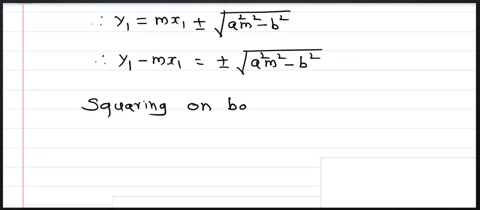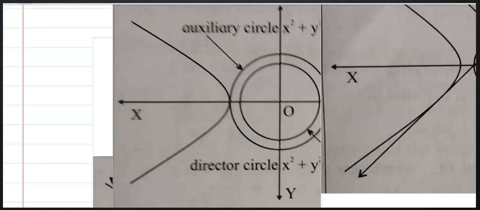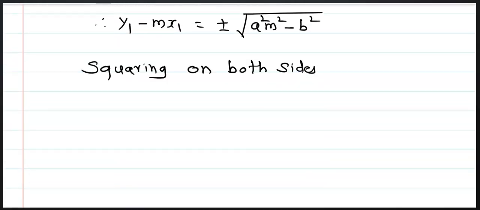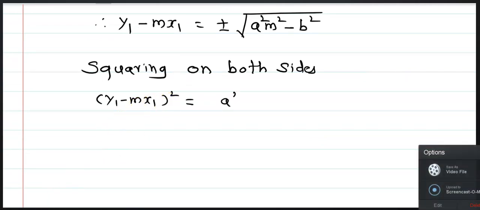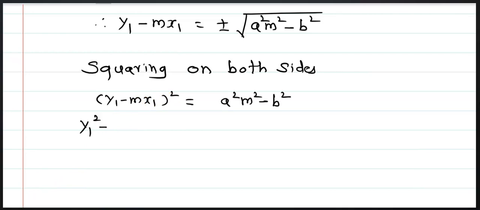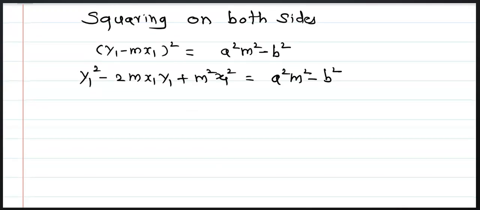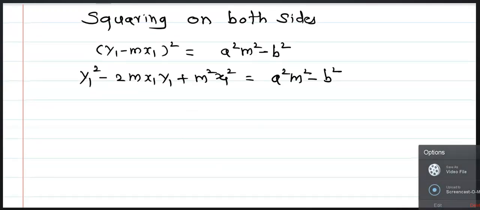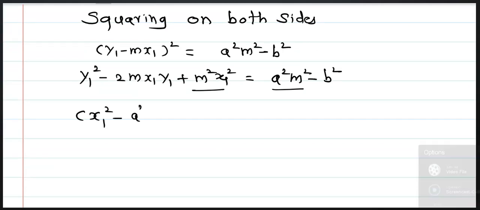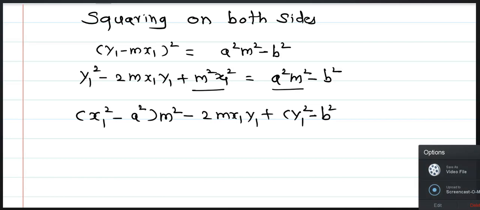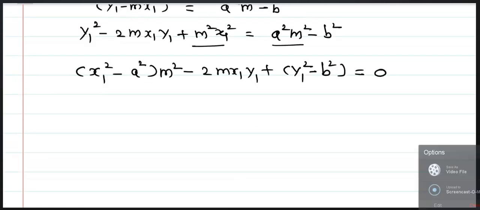Therefore, squaring on both sides, that is (y1 minus mx1) whole square is equal to a square m square minus b square. Now expanding this, y1 square minus 2mx1 y1 plus m square x1 square is equal to a square m square minus b square. That is, (x1 square minus a square) m square minus 2mx1 y1 plus (y1 square minus b square) is equal to 0.